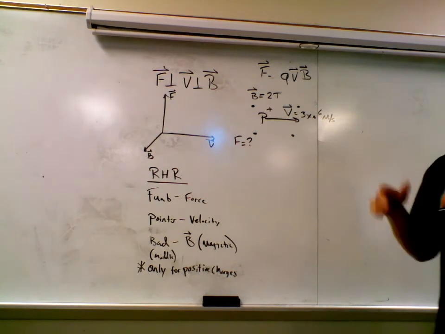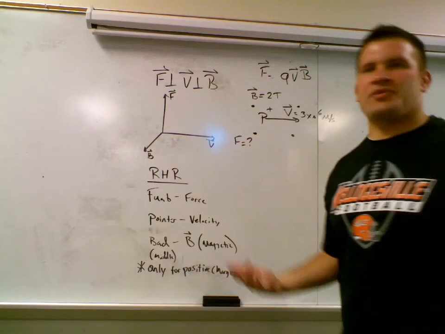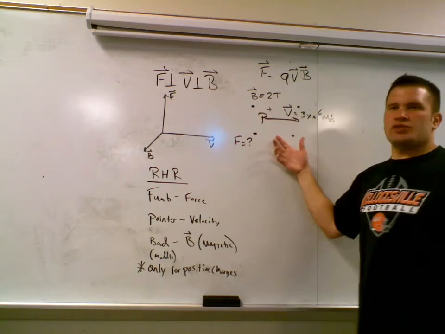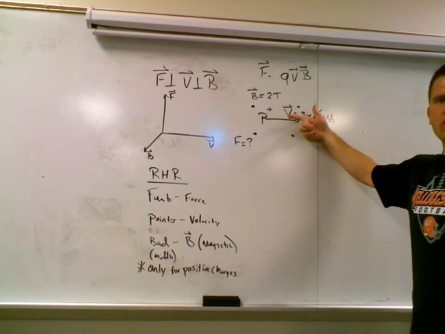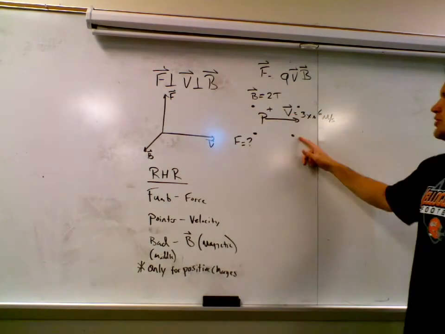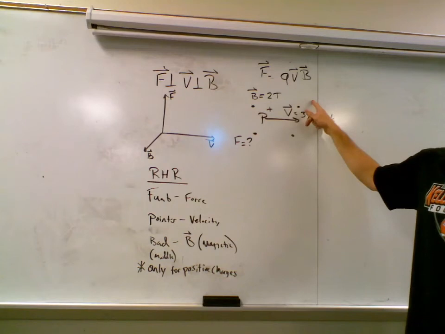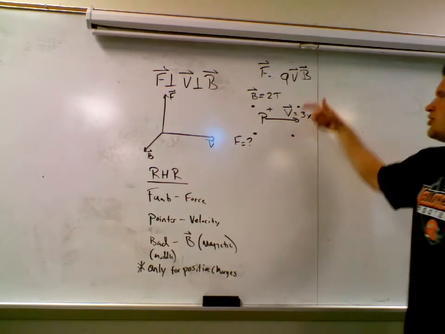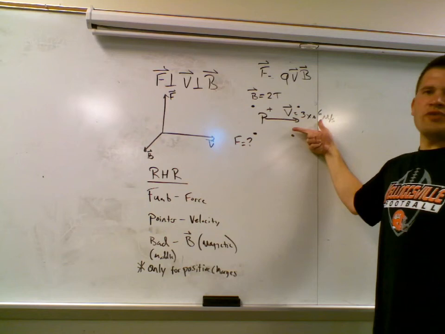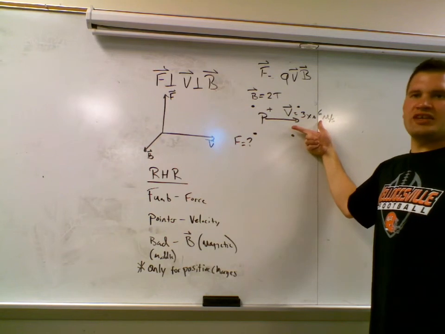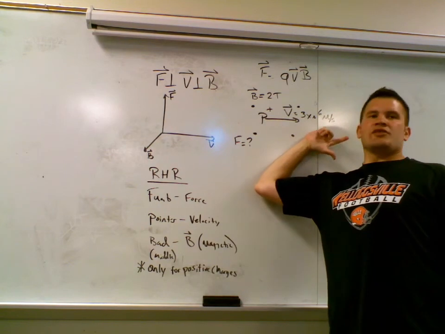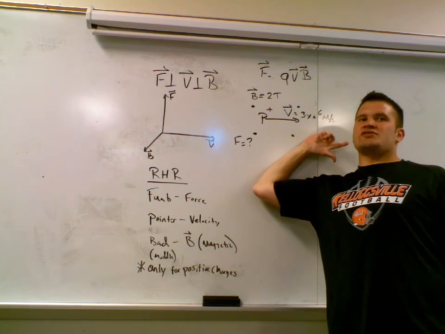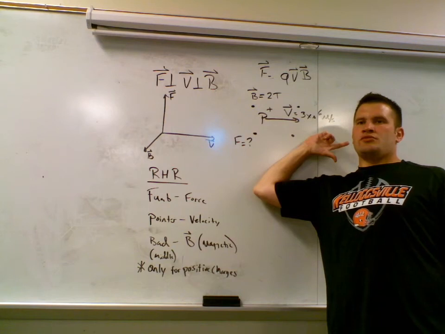Well, put your hand as if it's on the paper then. Okay, so if this is your paper, say B field is towards me, right? How do you know that? Because I have the dots. The dots mean the arrow's coming at me. B field's towards me, right? Velocity is to the right. So that means the force is down.